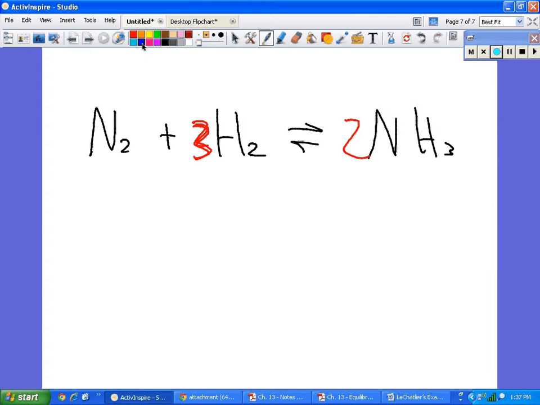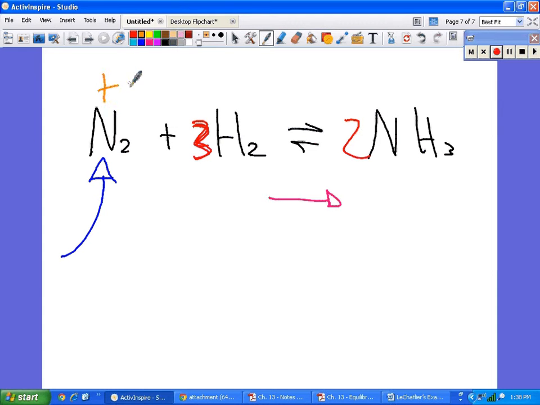If I add some N2, my first question is, what way are we shifting? Towards the products. We're going to shift right. Now, this is where it gets a little bit tricky, and you have to think through this because they're going to ask you about individual species within the reaction. Jordan, what happens to the concentration of nitrogen when you add it? Increase or decrease? Yeah, it's going to increase.